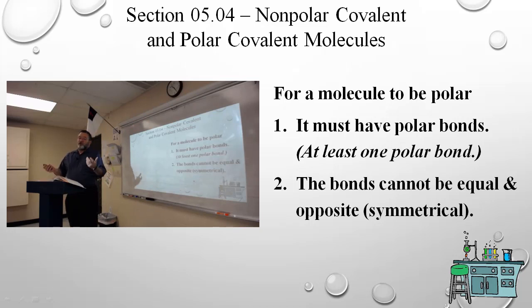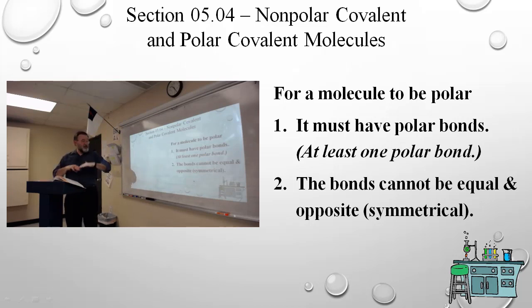Okay? Because you could argue on the last one we looked at, the C2F4 molecule, that there was a nonpolar bond between the carbons, right? So if you just go with the statement, it must have polar bonds, you come back and say, but they weren't all polar. Okay, that's why I'm giving you the caveat. It must have at least 1 polar bond. If it has at least 1 polar bond, it could be polar. Could be. But then we have to look at the second condition here. The bonds cannot be equal and opposite.